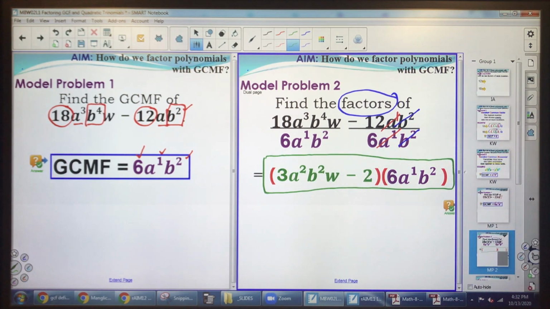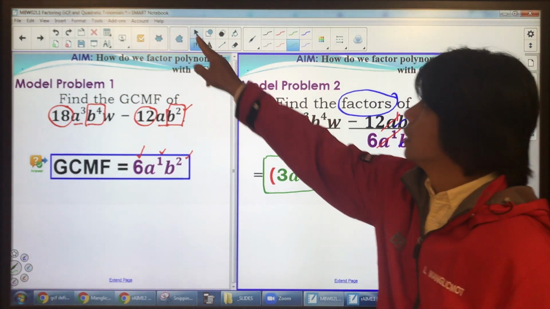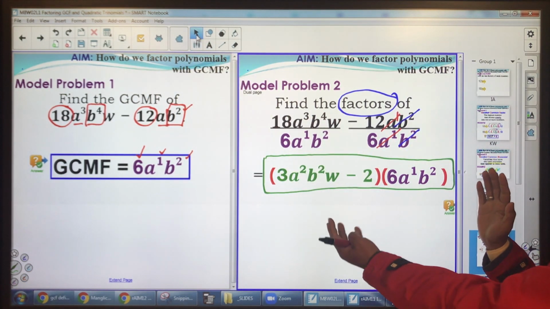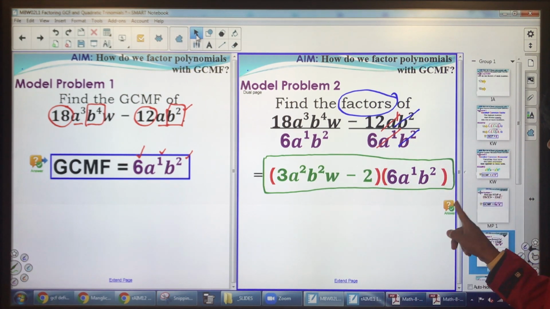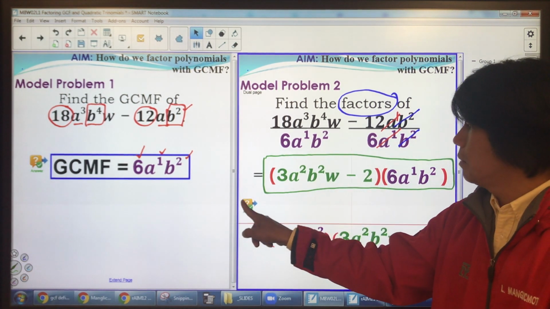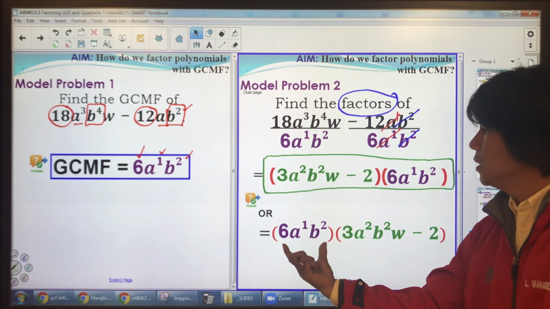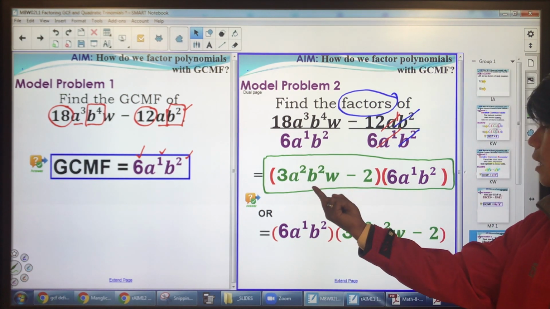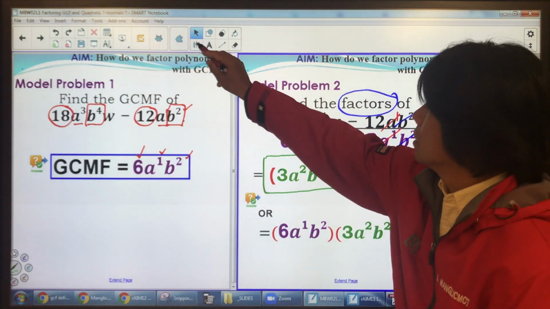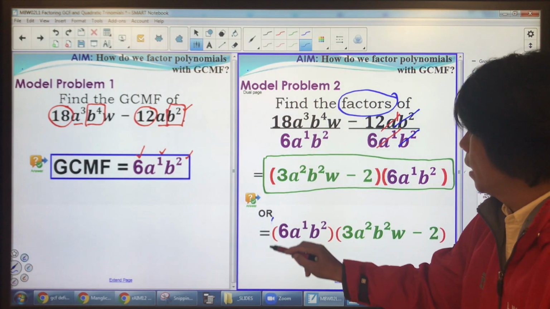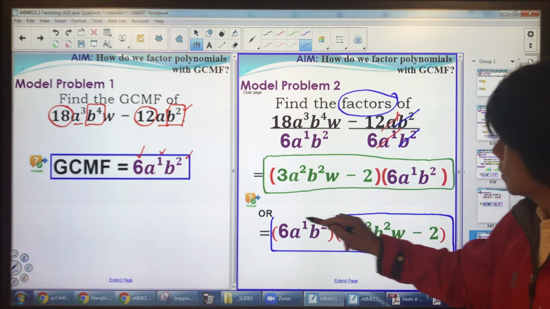Or another way of writing your factors, you just simply switch. It's in multiplication, so the factors are commutative. So you can just simply write the GCMF first and then that factor. Got it? So this is another way of writing your answer.